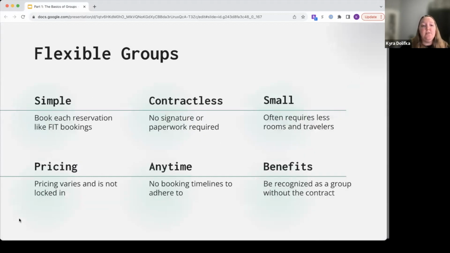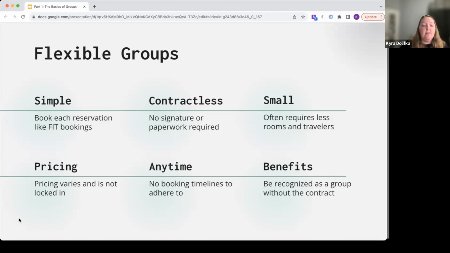So a little bit more into flexible groups. These are very simple. When you have a flexible group, you book every room or every cabin just as if it was any old client. Nothing different. They're FIT reservations. You book them in. Now, a lot of times vendors may offer a promo code, and when you make the reservation, you just put the promo code in at the checkout time, and that signals that reservation is part of a group. Maybe it comes with a small discount. So that is the booking process for a flexible group.